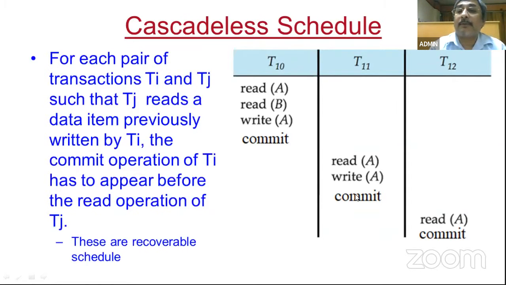Similarly, if T11 commits and then T12 reads, even if T11 aborts, or T10 has a problem for T11, that problem does not touch T12. So the cascading effect of this abort does not take place. Cascading does not happen in this case if you take such precautions. So this is called a cascadeless schedule, right?